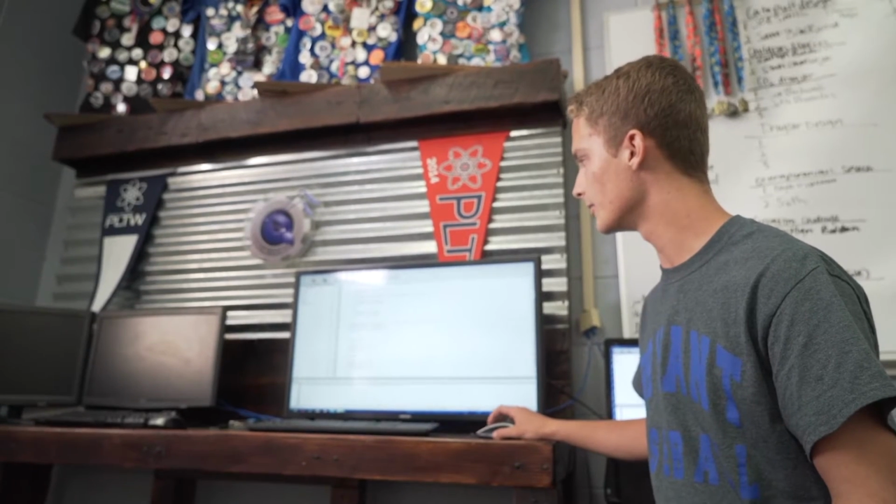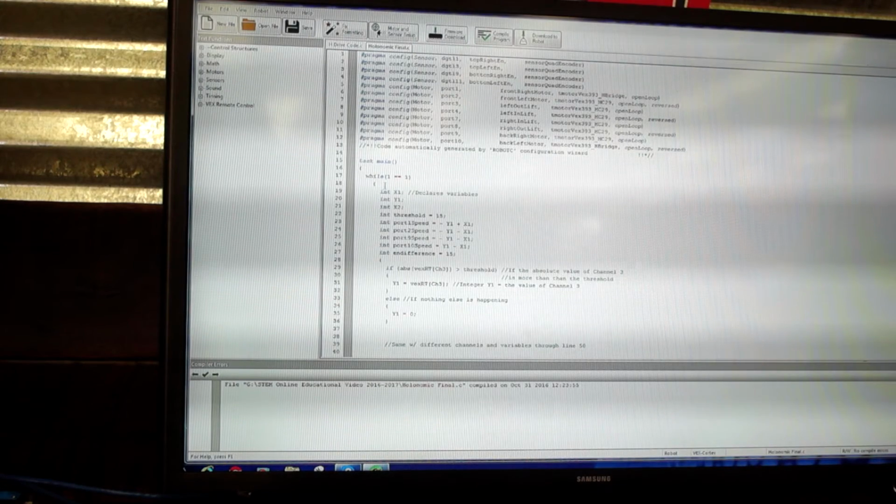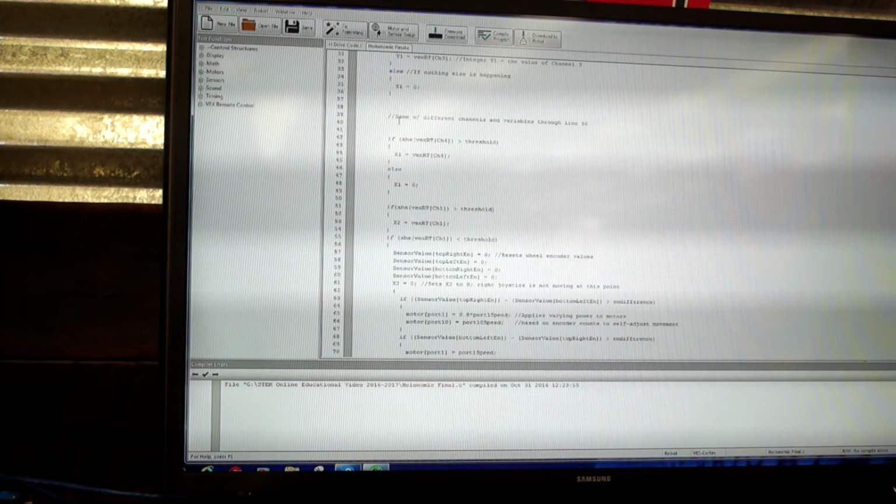Now the holonomic code uses the exact same principle. We define variables up here. These variables are then incorporated into motor values.